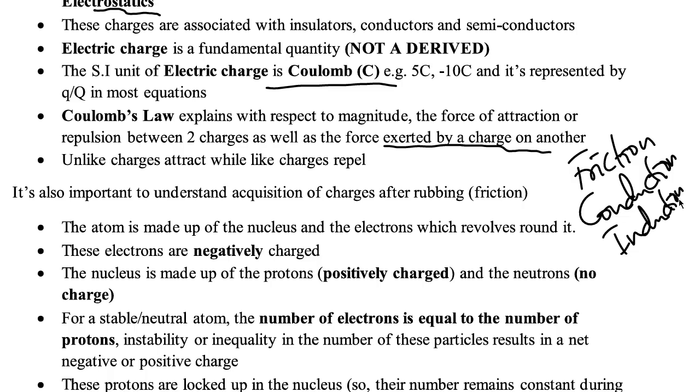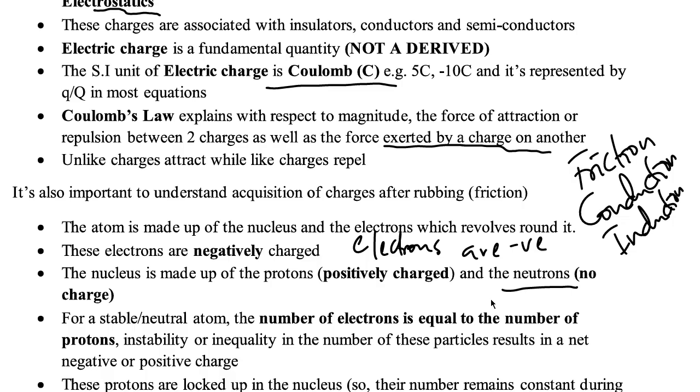So first of all, I've said this before, the atom is made up of the nucleus and the electrons which revolve around it. I'm sure you understand this, right? And then these electrons are negatively charged, very important. The electrons are what? Negatively charged, while the nucleus is made up of the protons and the neutrons. The protons are positively charged, while the neutrons don't have any charge. Even from the name you'd see that they are neutrons. They have no charge, neither positive nor negative.